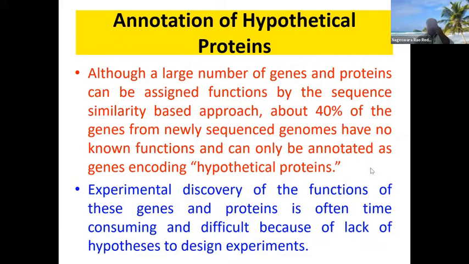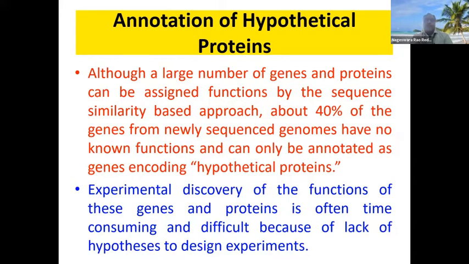After identifying the function, either using manual annotation or automated annotation, still 40% of the genes which are sequenced are not known to us, and they are named as hypothetical proteins. Now we have to go through experimental methodology to identify them. But even this experimental methodology is time consuming, and sometimes we may not get the function. Experimental discovery of the functions of these genes and proteins is often time consuming and difficult because of lack of hypothesis to design experiments.